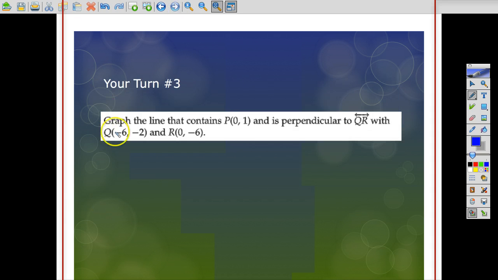All right, so here is your turn, number 3. When you're done with this part, you're done with the homework. So go ahead and graph the line that contains P that is perpendicular to QR. So find the slope of QR, do the perpendicular of it, the opposite sign reciprocal, and then you'll have a slope and this point, and you need to graph that. Okay? And when you're done with this, you're done with tonight's homework. So thanks for watching.